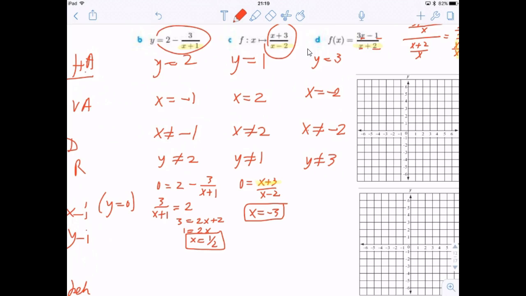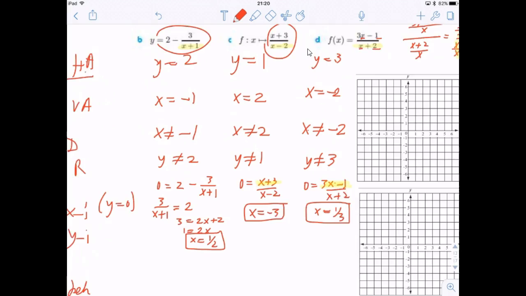So you see it's more convenient when it's in this form than when it's in this form. Okay, what about D? So for D, we just set 0 equal to 3x minus 1 divided by x plus 2. When is the numerator equal to 0? It's equal to 0 when x equals 1/3, right? X equals 1/3. Okay, so we just found all the x-intercepts.